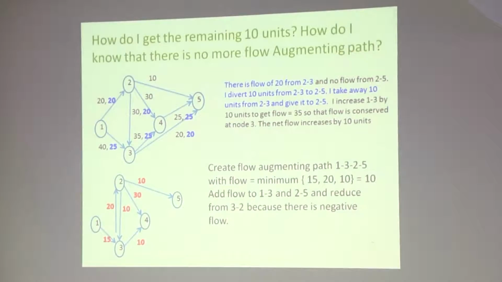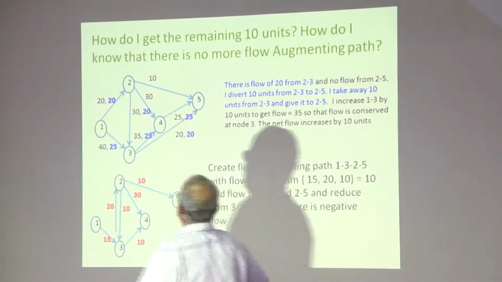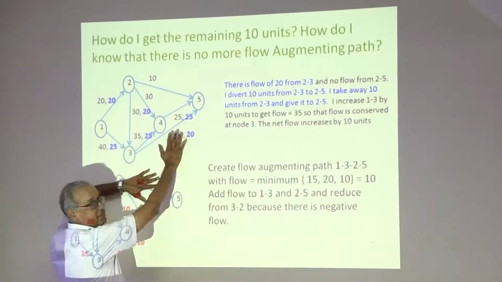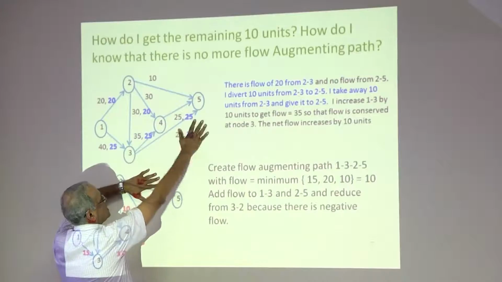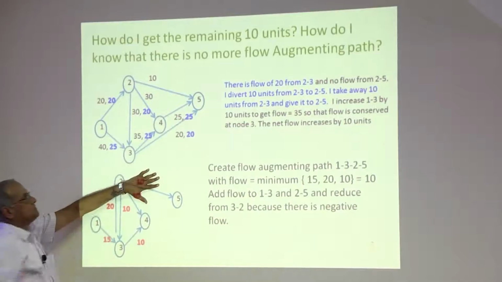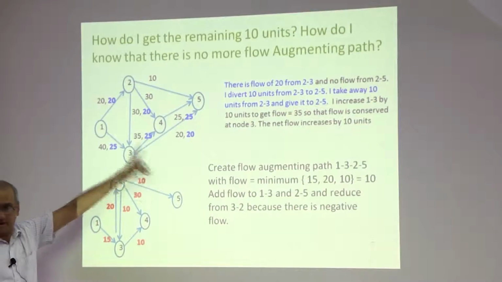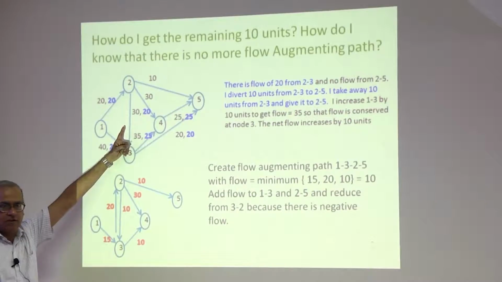How do I get the remaining 10 units? How do I know that there are no more flow augmenting paths? So go back to this. Now at the moment, this flow is 45. This flow is not 55. See, 20 plus 25. This flow is 45. That's the old solution, the 45 solution.